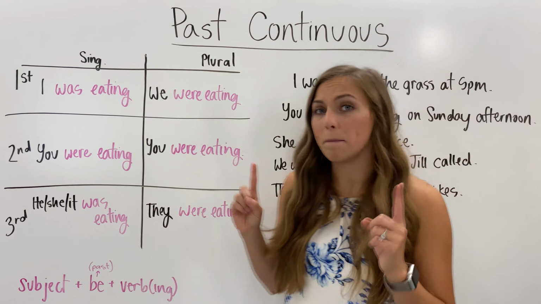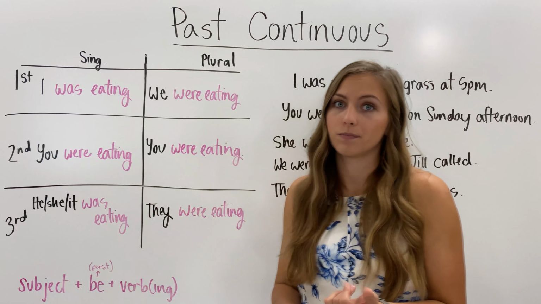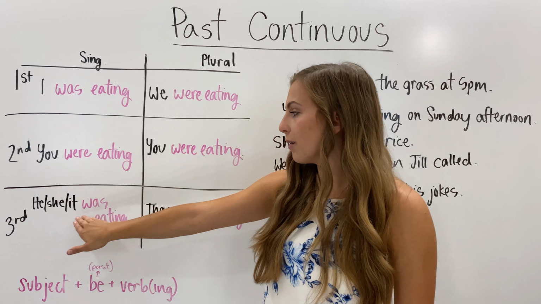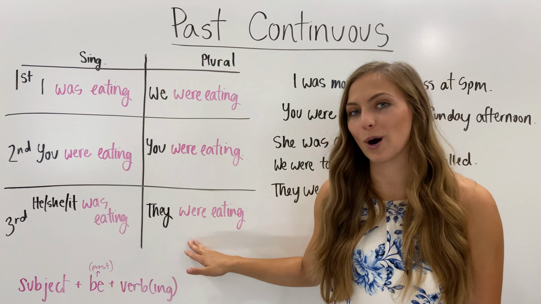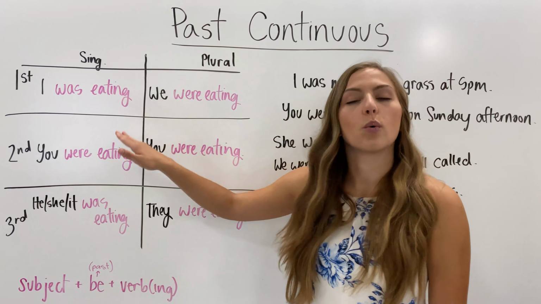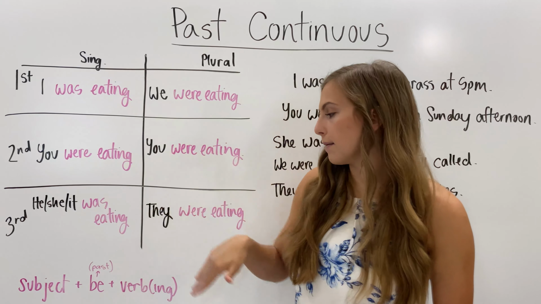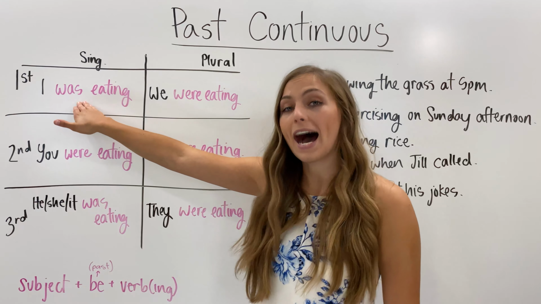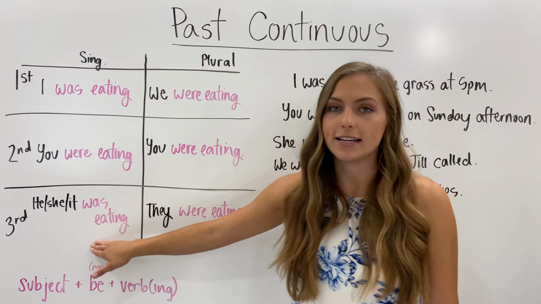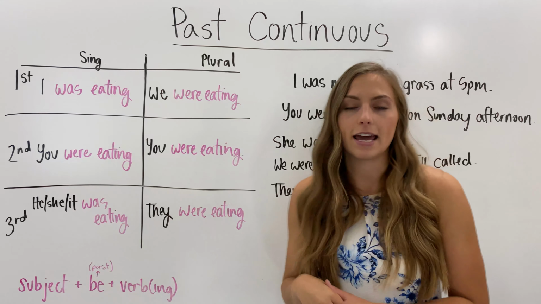The biggest thing we need to remember is the past tense for be. The past tense for be is was, were, and were. Of course, the verb with the ing is going to be the same in all of the different persons. So let's read these together. I was eating, you were eating, he was eating, we were eating, you were eating, and they were eating.